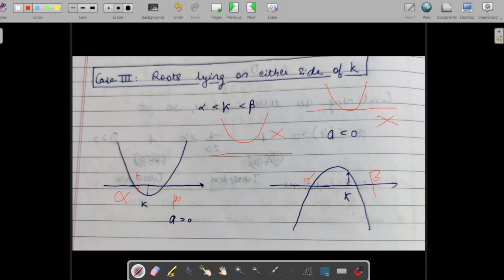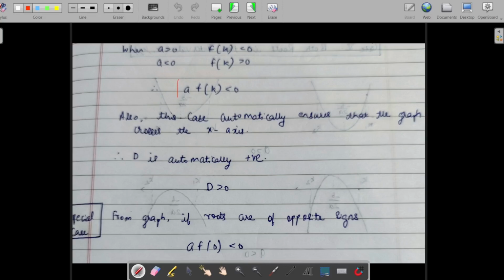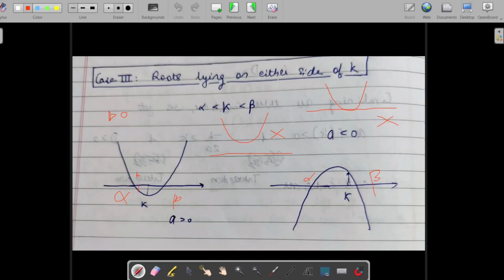Therefore, d by definition has to be greater than 0. That is the discriminant. That is, it will have two distinct roots. Only then will this make sense, right? Alpha less than k less than beta. So this is the only necessary and sufficient condition for both roots to lie on either side of k. So this is our third case, only a single condition.